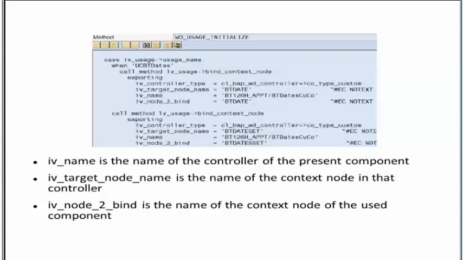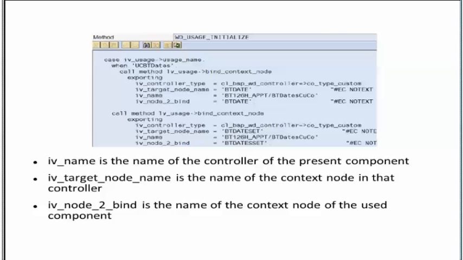Here IV_NAME is the controller, which is the present component controller. Then IV_TARGET_NODE_NAME is the name of the context node in this current controller, and IV_NODE_TO_BIND is the name of the context node of the component which we are using. So target is actually the current component's context node, and node to bind is the context node of the component which we are reusing.